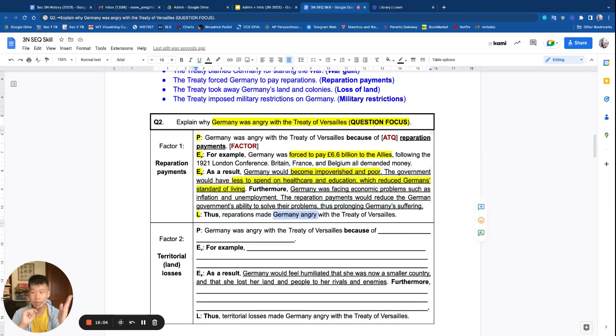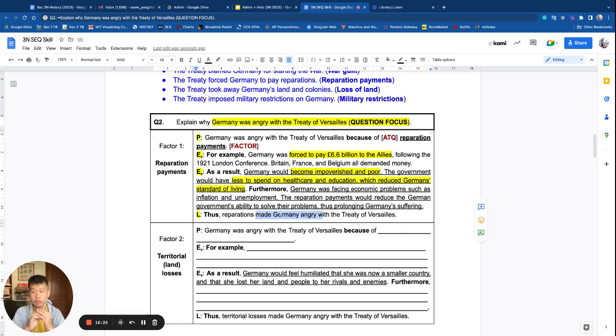Can you see the very clean logical flow? Germany is angry because of reparation payments. Well, Germany has to pay 6.6 billion. That makes Germany poor. Germany has no money to spend on health, on education. Germans' lives get worse, and so Germany is angry. That is the flow of an argument.